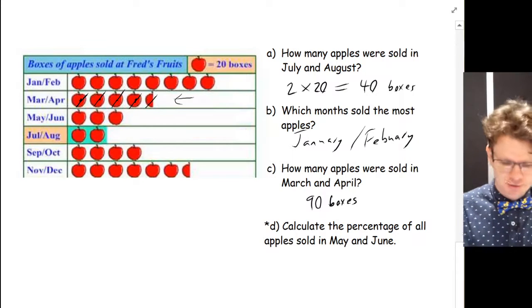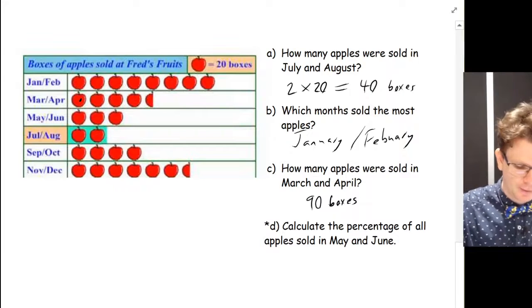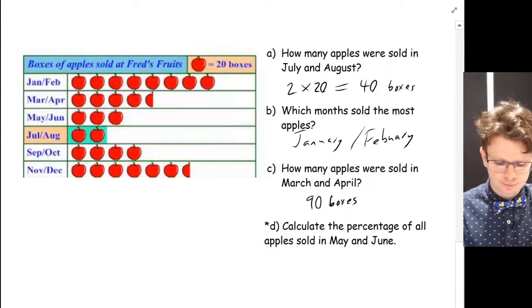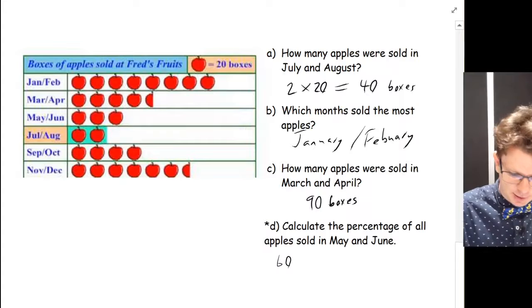And last one's the little tricky one. Calculate the percentage of all apples sold in May and June. So in May and June, there were 60 apples sold.